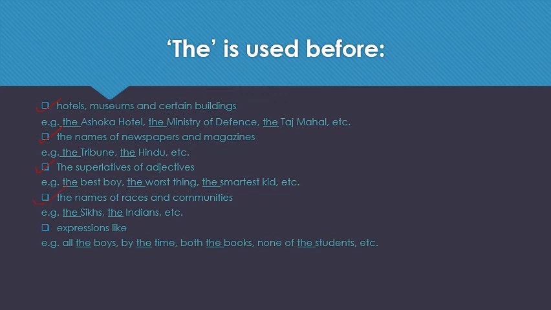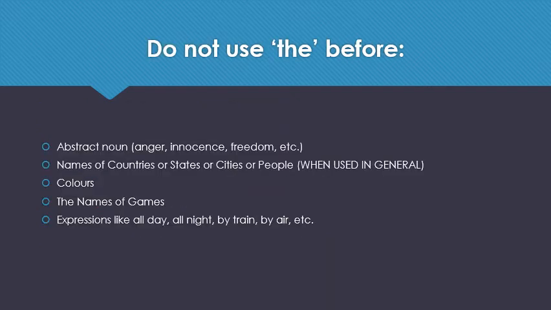Names of races and communities. Expressions like all the boys, by the time, both the books, none of the students, the same thing, what else? By the dozen, by the liter. Do not use the before an abstract noun like the anger. No, it is incorrect. The freedom. I want the freedom. No, I want freedom.